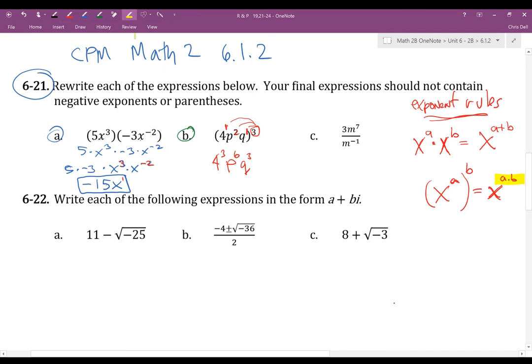Okay, finish this one more thing. 4 to the third means 4 times 4 times 4, which is 64. So p to the sixth, q to the third. So there's my final answer for that one.